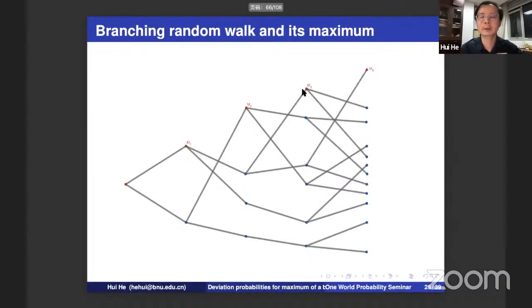So then you get the fourth generation here. So this is just M4. So M1, M2, M3, and M4 are just the maximum positions in each generation. So Mn is the maximum position of all particles at time n.